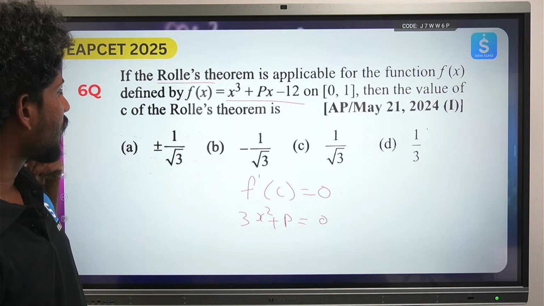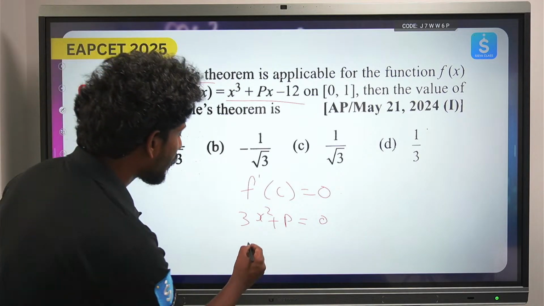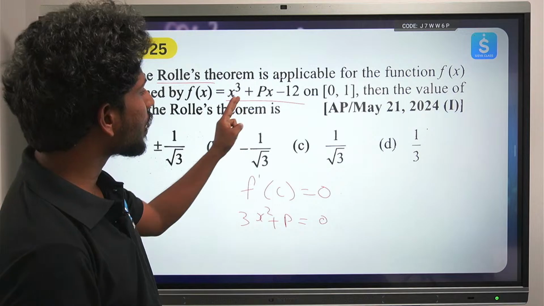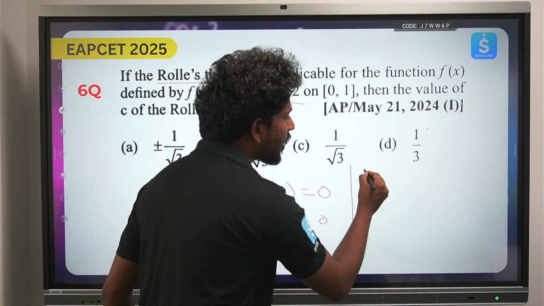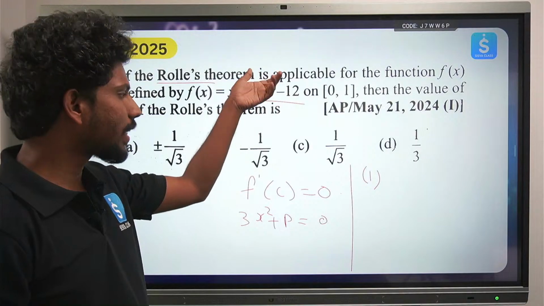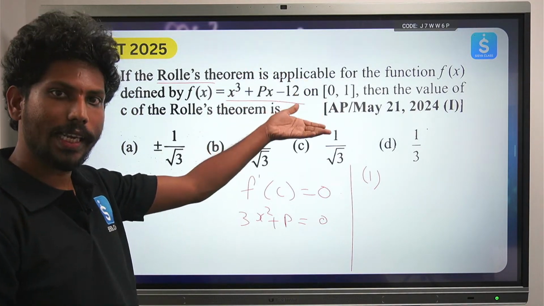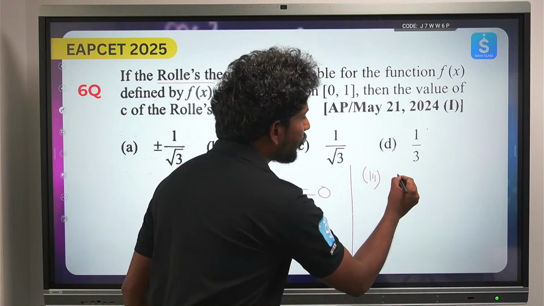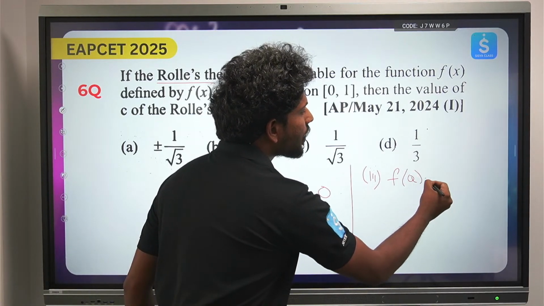Then the values of c for which it satisfies is, so can I get from here f dash of c is equal to 0? Can I say that f of b is equal to f of a? What is the first condition? That the function has to be continuous. Obviously it is a polynomial, so it is continuous. It has to be differentiable. It is differentiable because again it's a polynomial. But the next condition, the third condition, if you would have seen, f of a is equal to f of b.